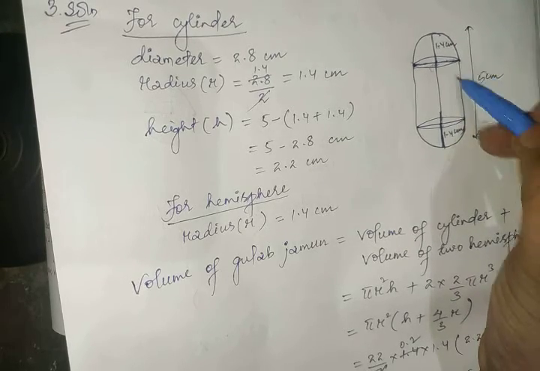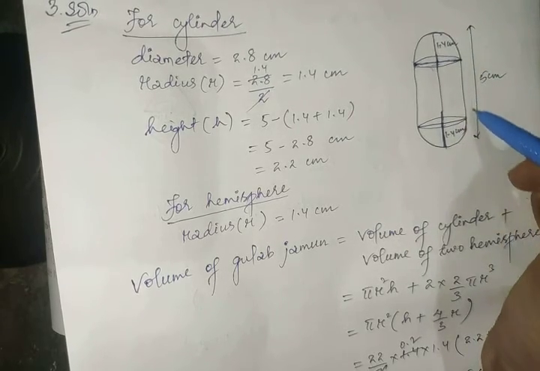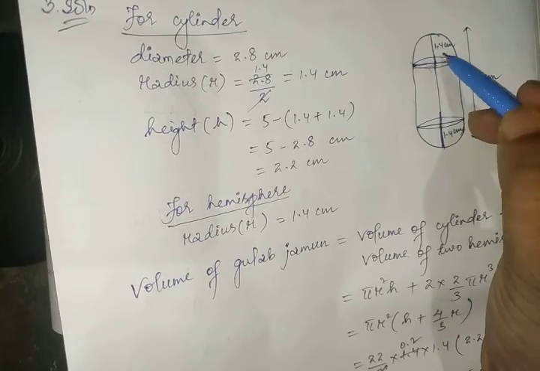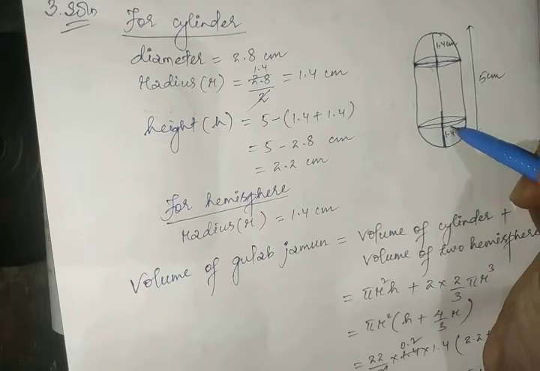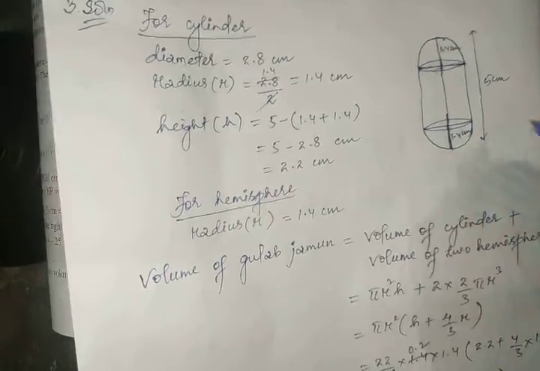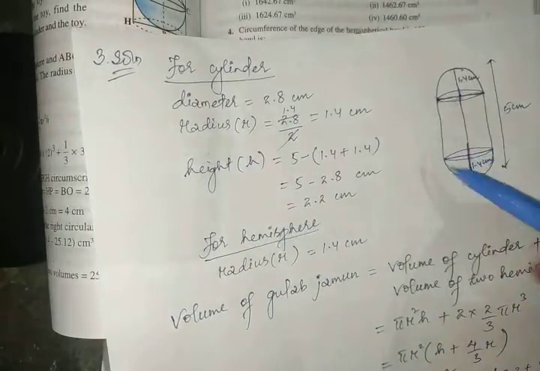Now what will be the height of the cylinder? See, the total length is 5. So if you want to find the height of the cylinder, what you have to do? You have to subtract this part 1.4 and this 1.4, in order to get the height of the cylinder. That will do. So first we will find for the cylinder.